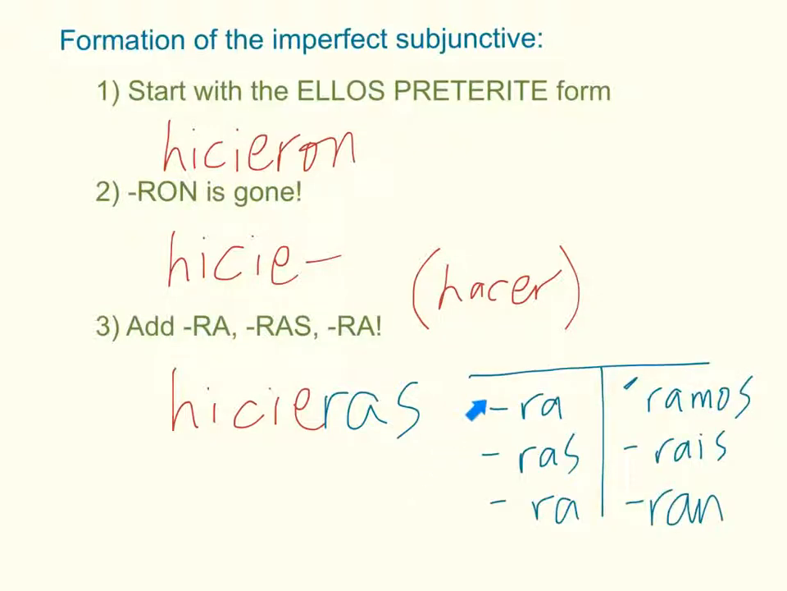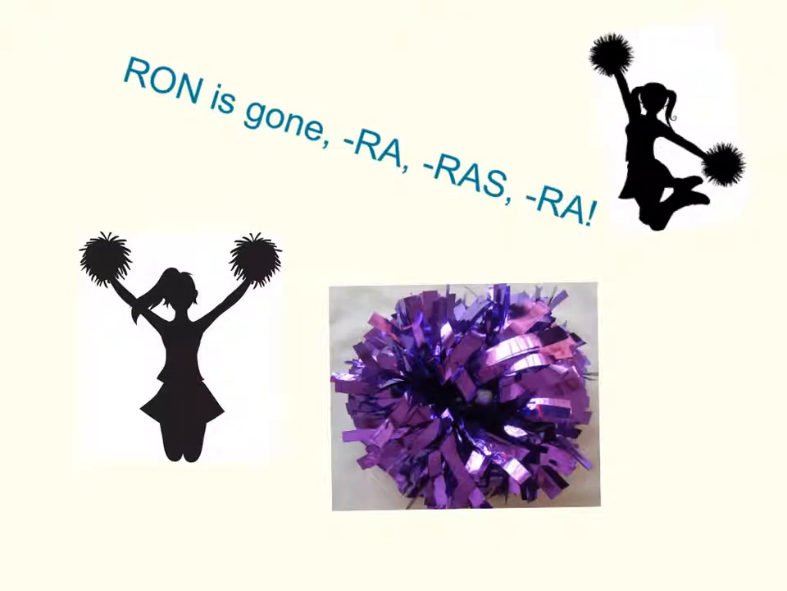The full listing of the endings is here: ra, ras, ra, ramos, rais, ran. The only one that needs an accent is the one in front of the R in nosotros, which gets an extra accent. Some students like to chant to remember the conjugations: Ron is gone, ra, ra, ra, again and again and again, sometimes with pom-poms in their hands, like a cheerleader, ra, ras, ra, or maybe just ra, ra, ra is fine also. And if you can conjugate this and use the subjunctive imperfect correctly, then you'll feel as happy and cheerful as these cheerleaders here.